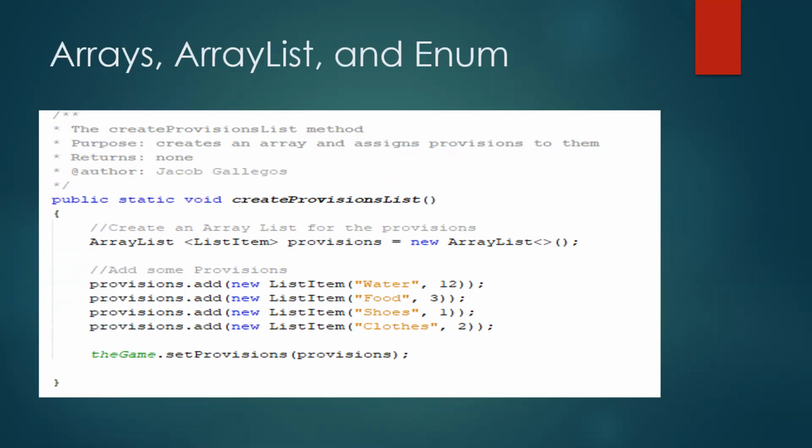Now, if you need constants, such as maybe months of a year, that we know are always going to stay the same and never be updated, we can use enums. This makes it so that the variables that you put in your enum are constant and cannot be changed.